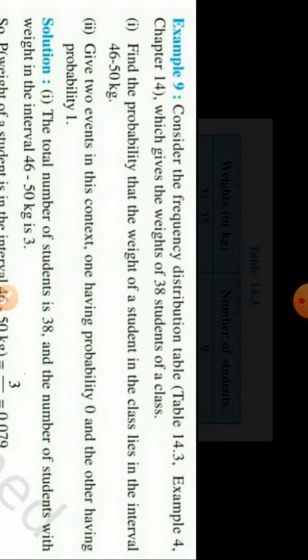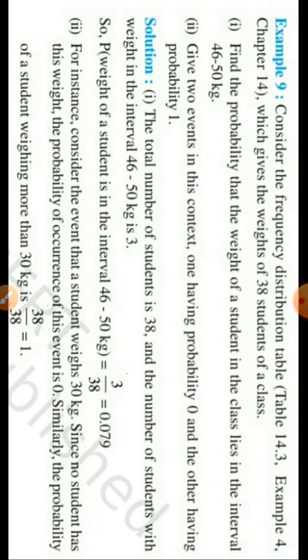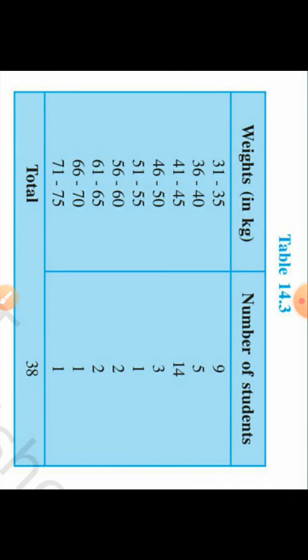Now look again at what they are asking in the first one. Find the probability that the weight of a student in the class lies in the interval 46 to 50 kilogram. 46 to 50, so look here. How many students? 3. And total students 38. Everything is given. So obviously the answer is very simple: 3 upon 38. That is our answer.